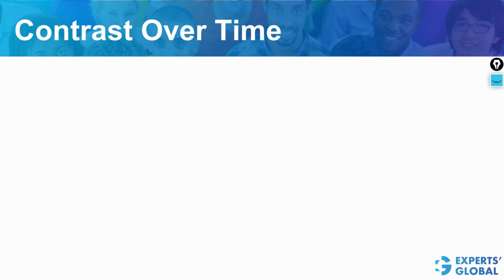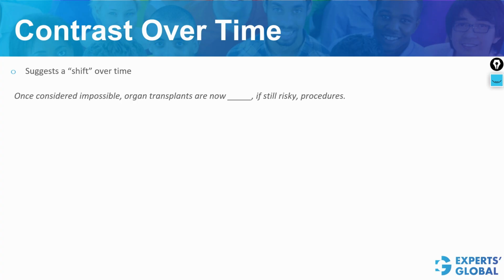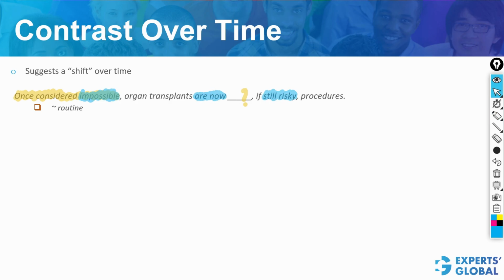Sentences involving contrast over time in meaning suggest a shift over time. Let's take some examples. Look at this one. Once considered impossible organ transplants are now something else, if still risky procedures. So, what was considered impossible continues to be risky, but they are now something on the lines of routine. So we see a shift over time in this sentence that organ transplants, once considered impossible, are now routine procedures.